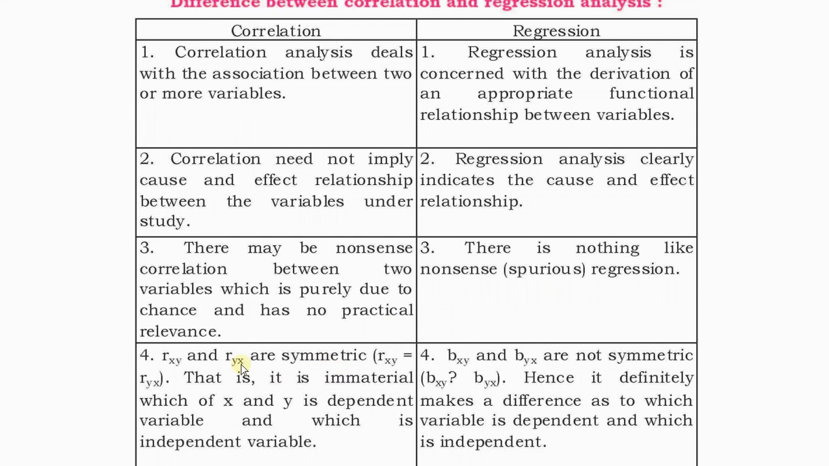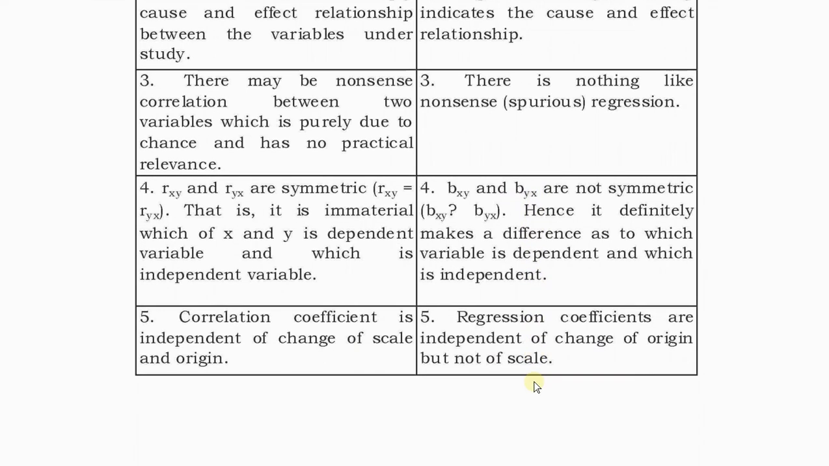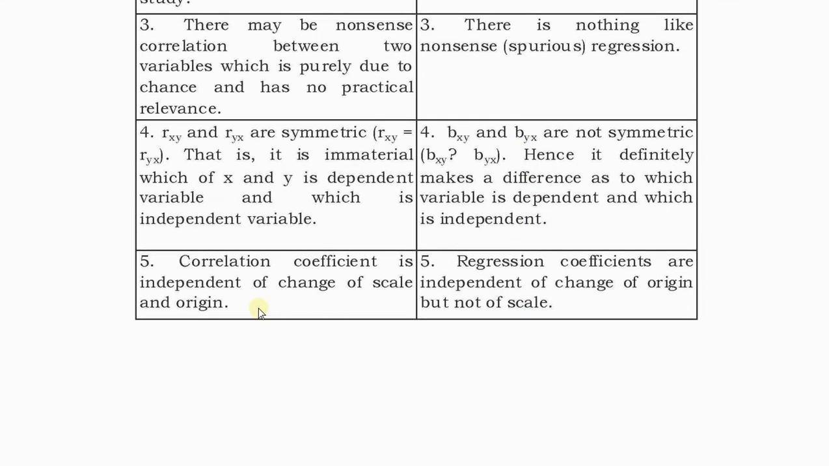Now the correlation coefficients Rxy and Ryx are symmetric. That is, if you write Rxy or Ryx, both are the same. But here bxy and byx have different meanings. Bxy means x depending upon y, and byx means y depending upon x. So you can't say both are the same here. And at last, the correlation coefficient is independent of change of scale and origin.